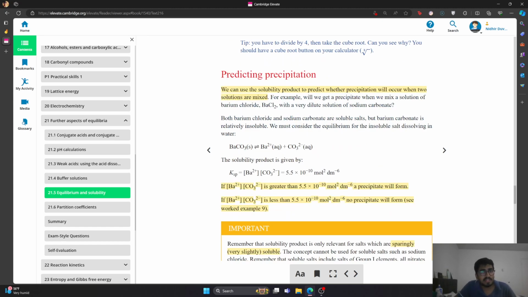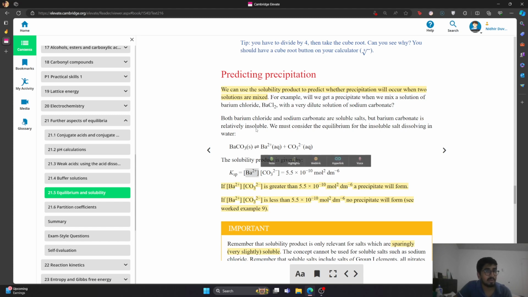And the last thing is predicting precipitation. So if you're adding barium chloride and sodium carbonate into a beaker, barium chloride is one salt and will have some concentration of barium and chloride. The other will have some concentration of sodium and carbonate. For BaCO3 to precipitate, there must be enough concentration above the KSP.